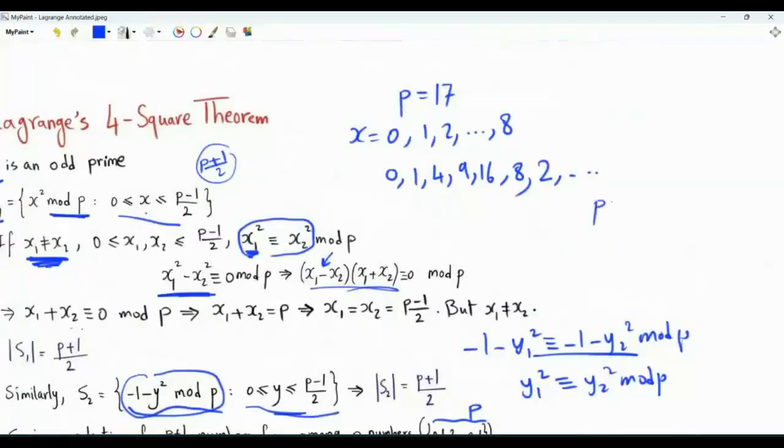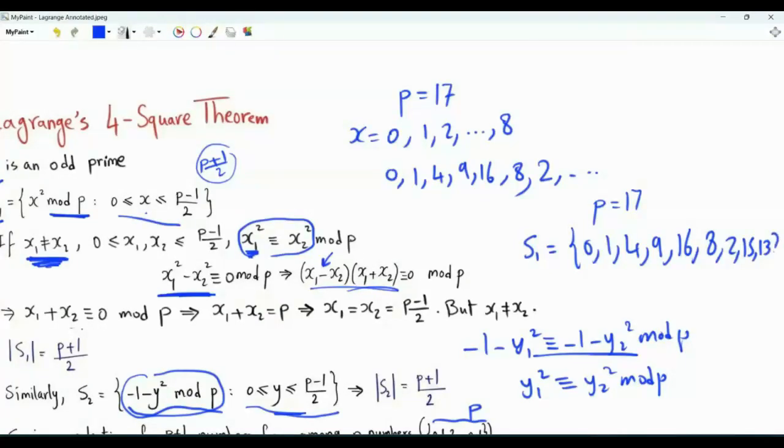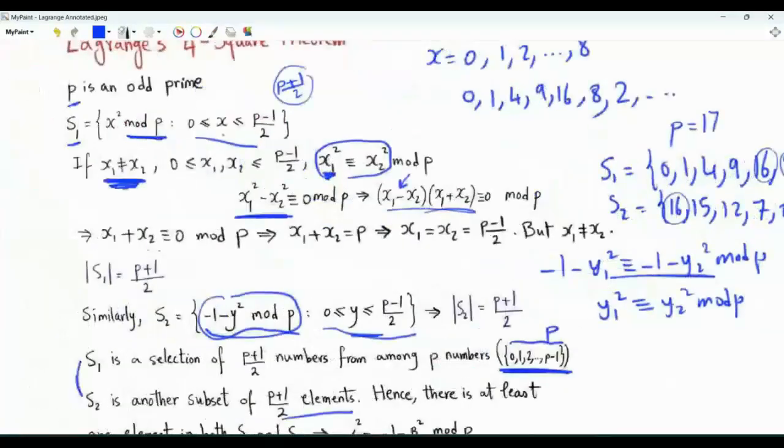Let's go back to our example. If p is equal to 17, S1 is equal to 0, 1, 4, 9, 16, 8, 2, 15, 13, and S2 is equal to 16, 15, 12, 7, 0, 8, 14, 1, and 3. 16 is here and there, 8 is here and there, and so on. In the general case, we are guaranteed to have one common element, again, because we have two sets containing numbers from this set of p non-negative integers from 0 to p minus 1, but the cardinality of each set is (p+1)/2.